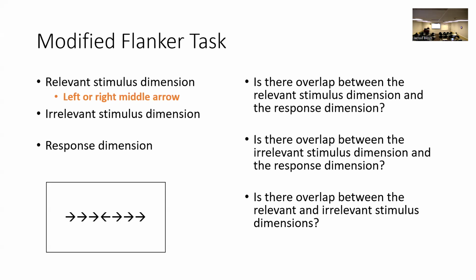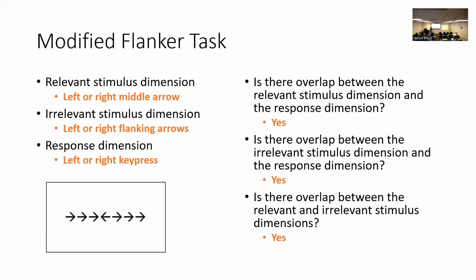Now what's the irrelevant stimulus dimension? Which stimuli don't you care about? Flankers, right? Flanking left or right flanking arrows. And response dimension, what are you doing to make a response? It's a left or right response. So we've got lots of left and rights. So this is going to be a yes, yes, yes task. Because there's overlap. I think it's these two overlap, right? They're left or right. These two overlap, left or right, and these two overlap, left or right.